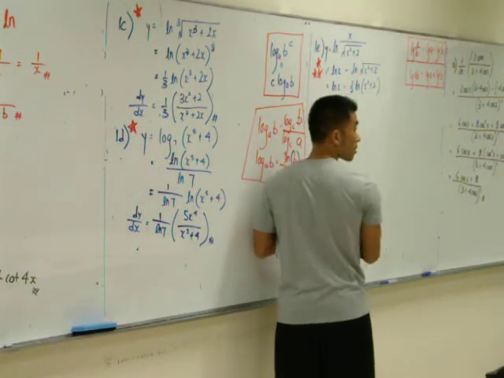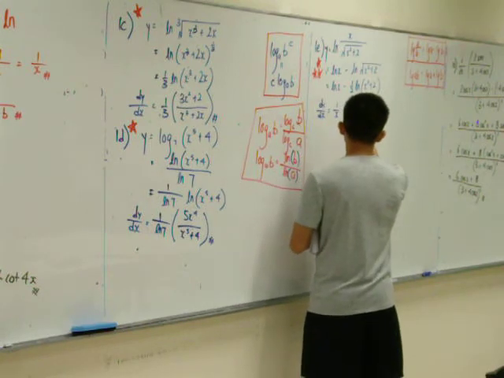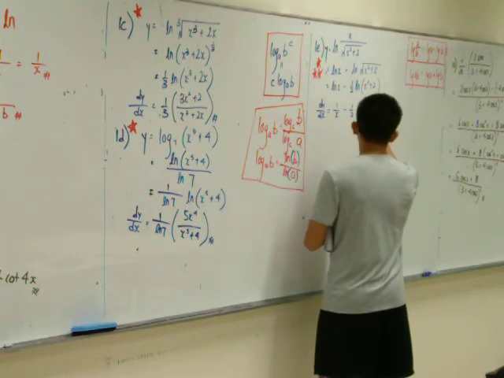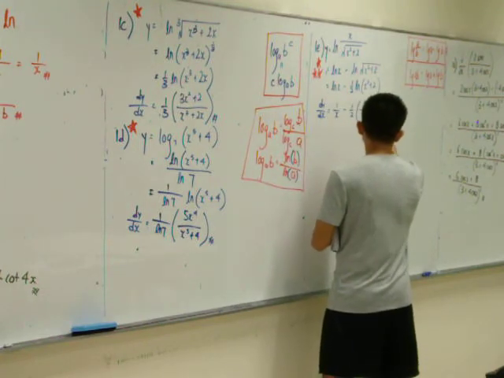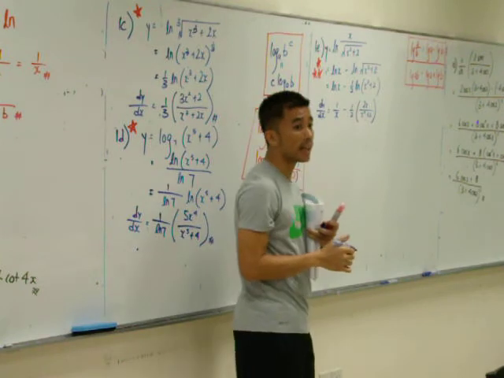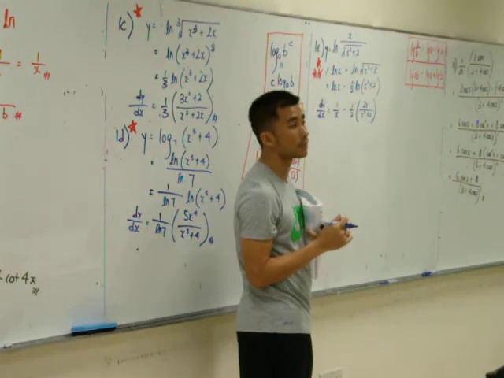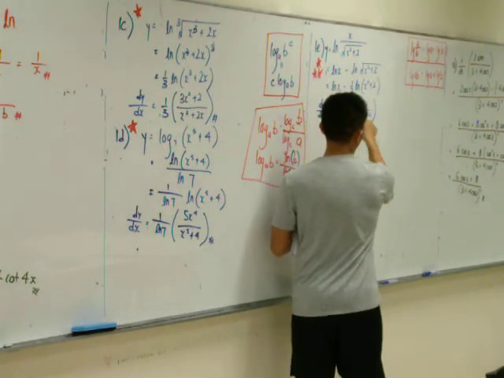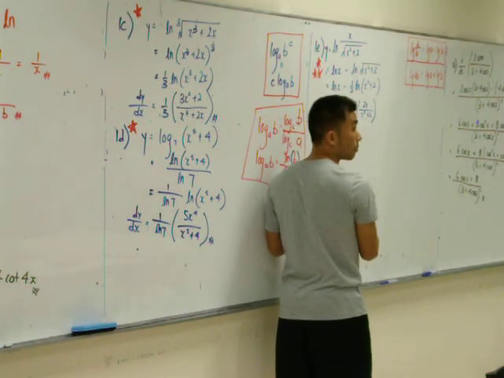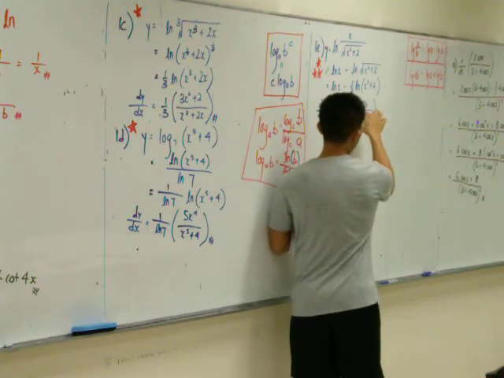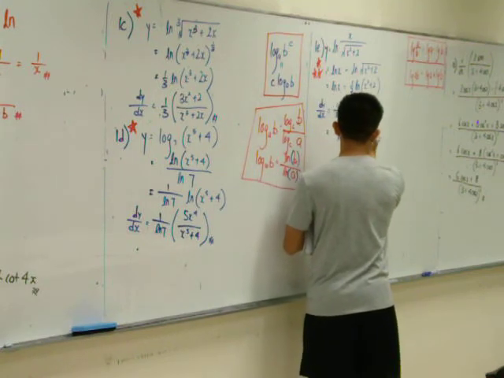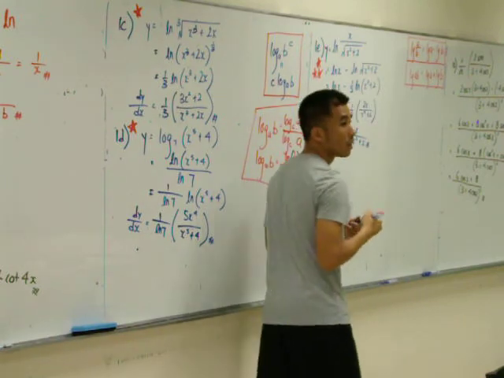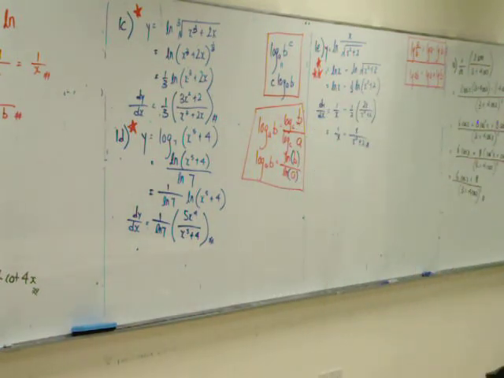1 over x minus half 2x over x squared plus 2. Okay, but I'm sorry to tell you, this cannot be the final answer. Why? You can simplify. 2 and 2 can reduce to lowest term. Am I right? 2 divided by 2 is 1. So this is your final answer. Okay?